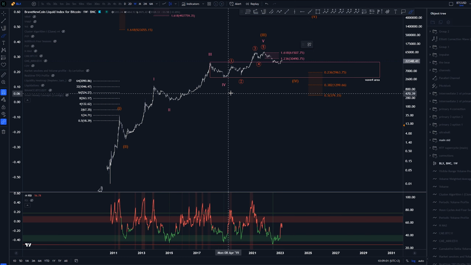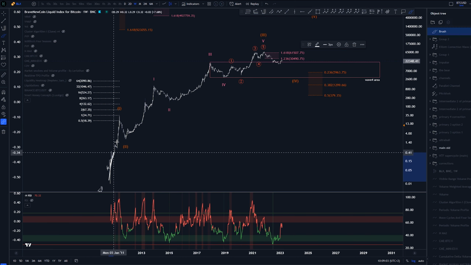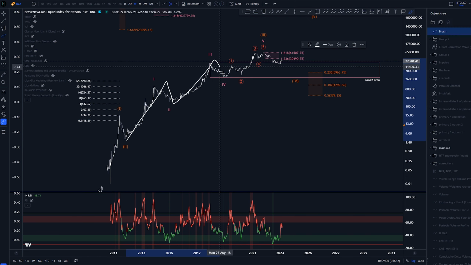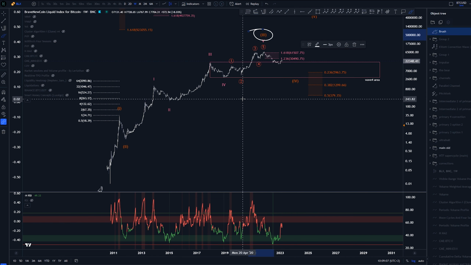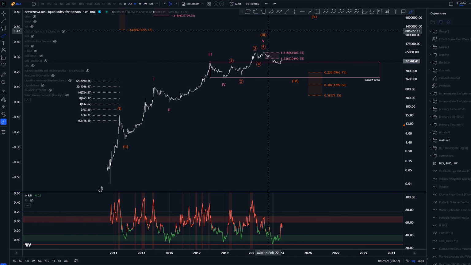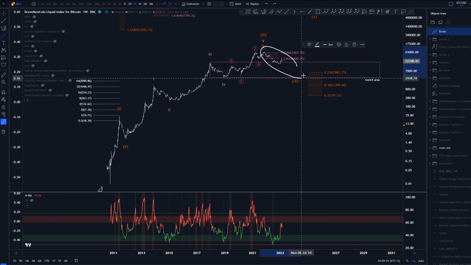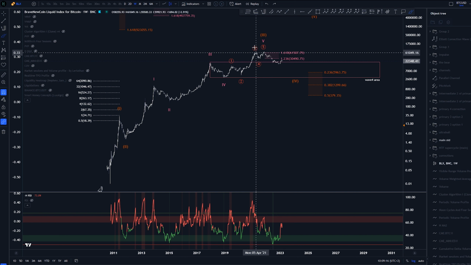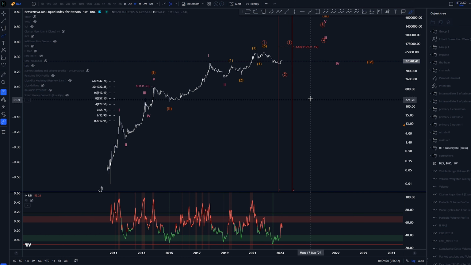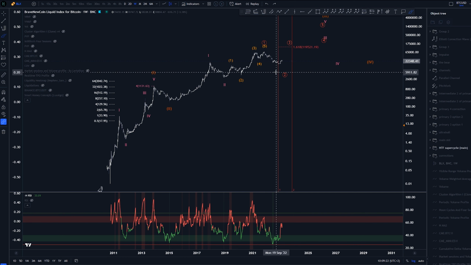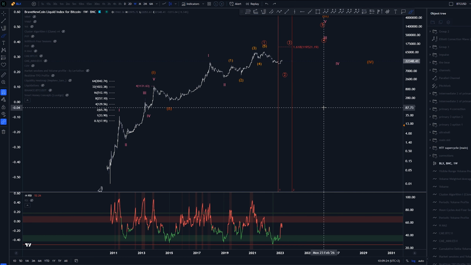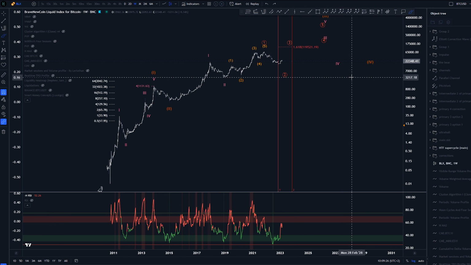Now, other people can have different views. I don't care. This is the other way of looking at it, having this as a 1, 2, 1, 2, 3, 4, and 5, having that as the third of supercycle, and then we'd be looking for wave 4 of supercycle. The difference between these two counts is that on my main count, we are expecting a wave 2 on a smaller time frame, and on the other one, wave 4 of supercycle. Wave 4 of supercycle obviously should take a bit longer.